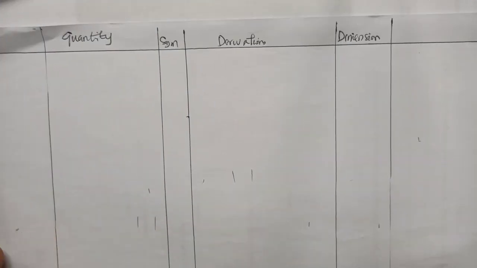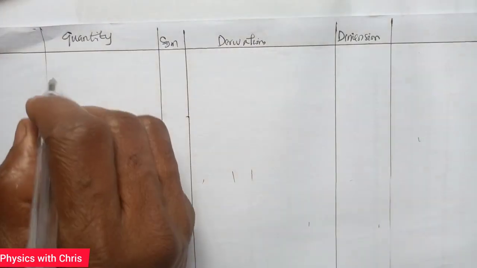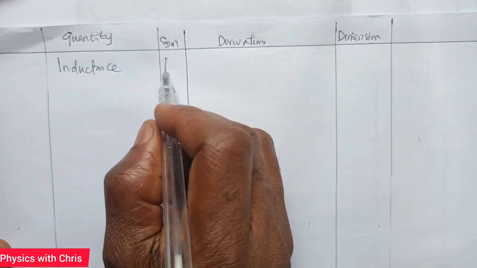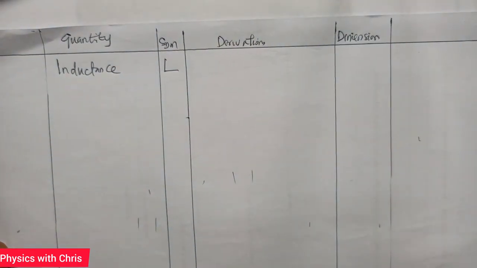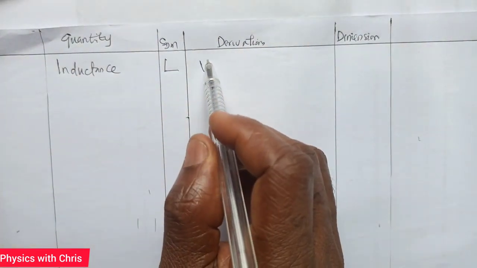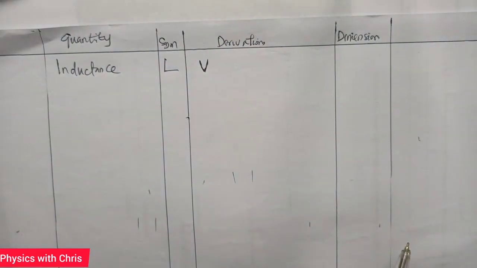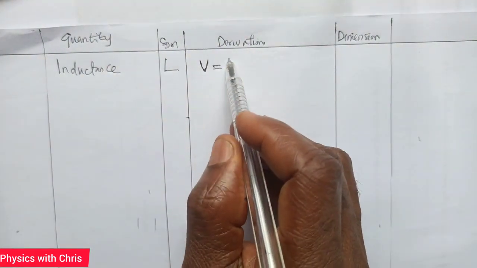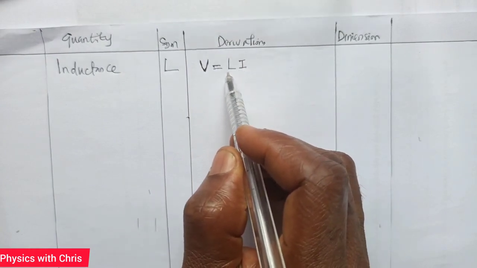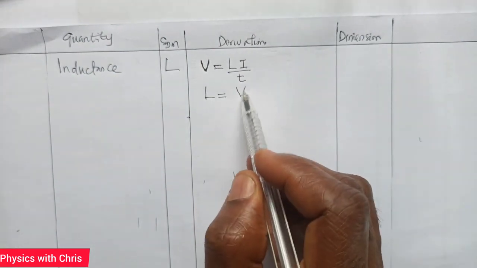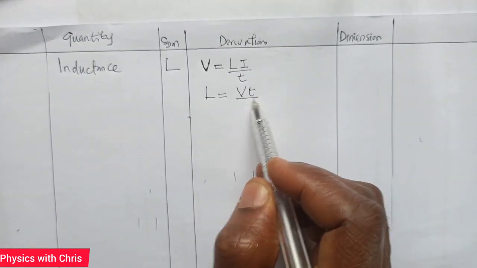Okay, still on deriving the dimensions of derived quantities. I have inductance. The unit is L, and the dimension of inductance, how do we derive it? From the definition, the potential difference, that's the self-induced EMF, is given by L times I, that's current over time. So inductance is now giving us potential difference times time divided by the current.